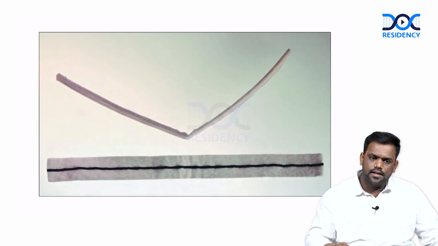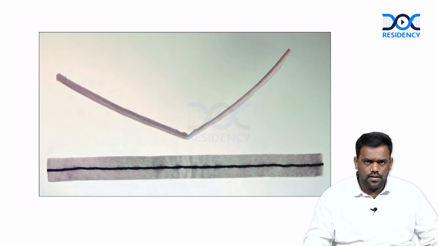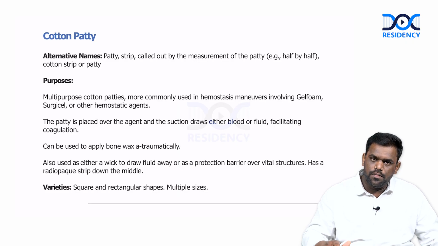Number two. Identify this. Identify the basic material used in neurosurgery. We can't use this in general surgery; this is especially used in neurosurgery. So, this is called a patty. This is called a cotton patty.